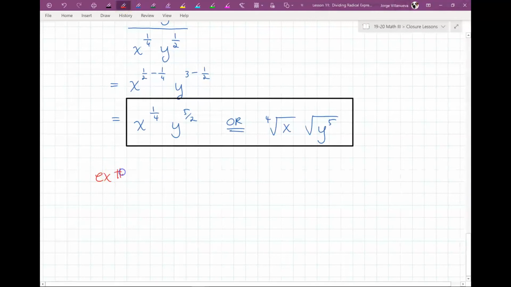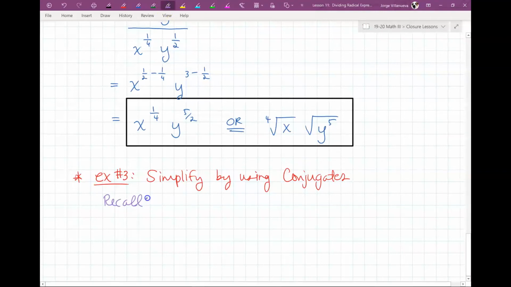Now, the last thing, we're going to simplify by using the conjugate. Before I do these, I just want you to recall: a conjugate, if you have a plus b, then the conjugate is a minus b. Or if you have a minus b, then the conjugate is a plus b.